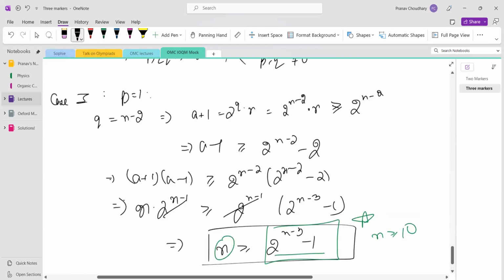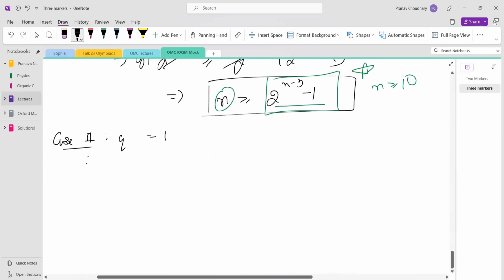Okay, let's take the other case, q equals 1. In this case, you'll get p equals n minus 2.